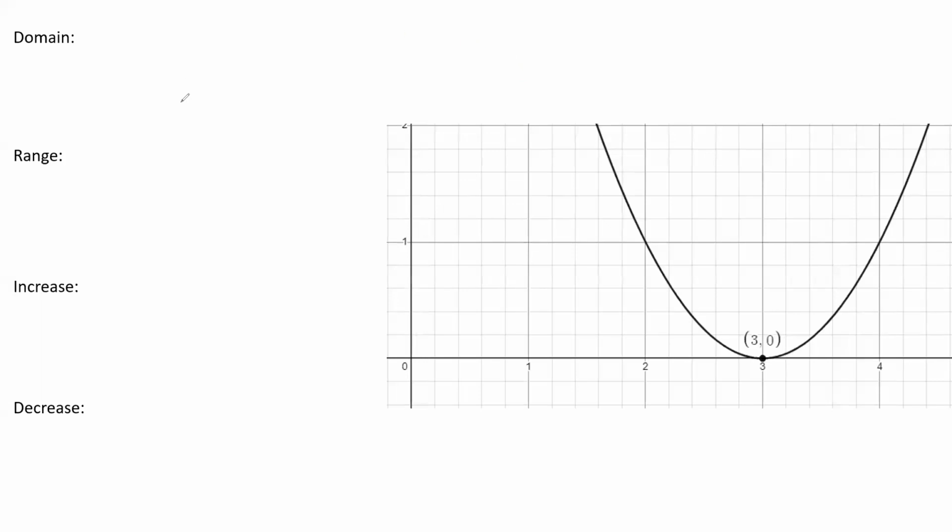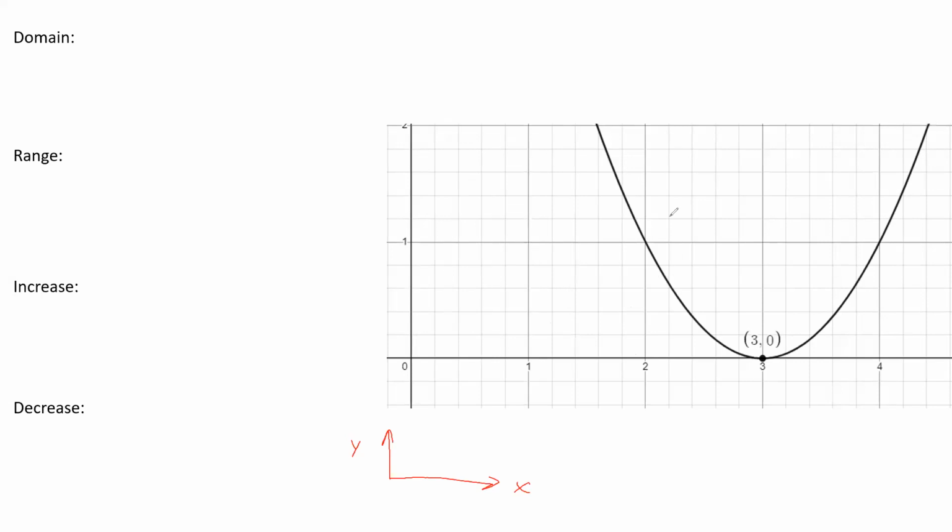Now, starting with domain, we need to remember that when we're looking for a domain, what we're looking for is all of the x values. So remember that this is the x, this is the y. We're looking for all of the x values for which this function actually exists. For this one, we need to remember that this goes on forever in both of these directions. So it's going to exist at every x value at all of these points. We just can't see it from here.